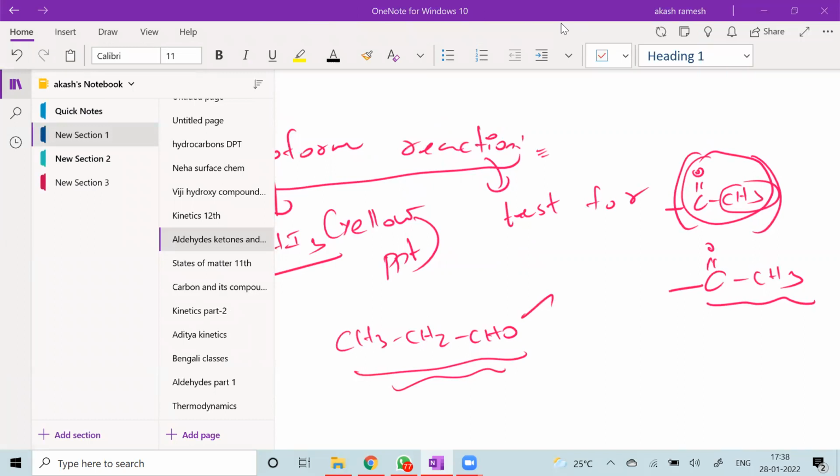Is this specifically for CH3 or any alkyl group, sir? No, only for CH3, specifically for CH3.